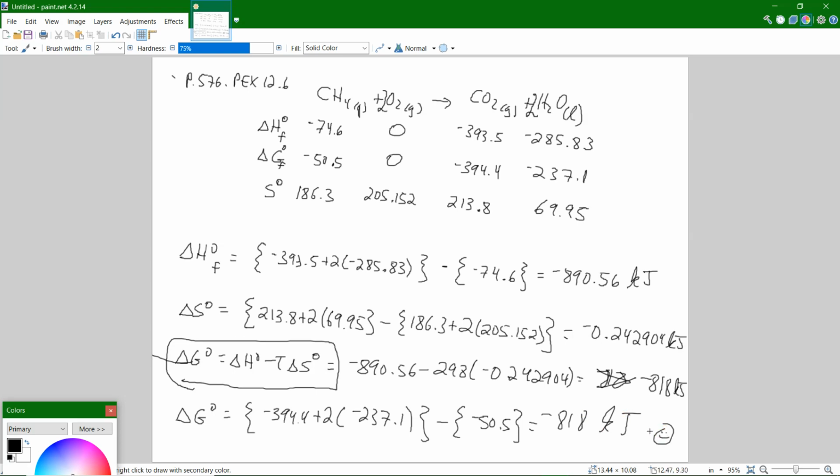So there's an example, and we say this is a spontaneous process because delta G naught is negative. So methane does want to burn. Now some of you are going to say, well, delta S naught is pretty close to being positive. No, it still is a little negative.